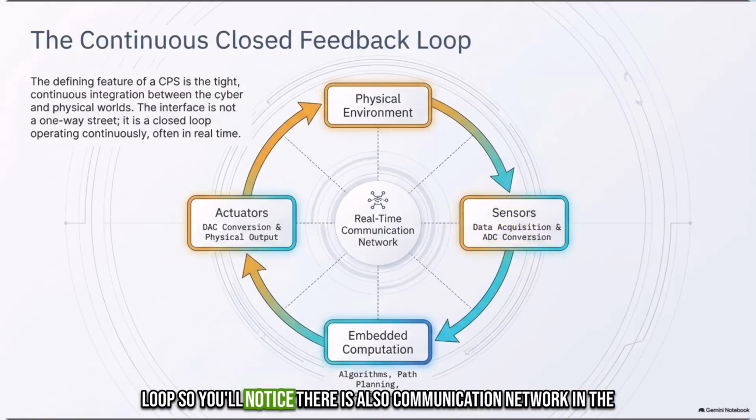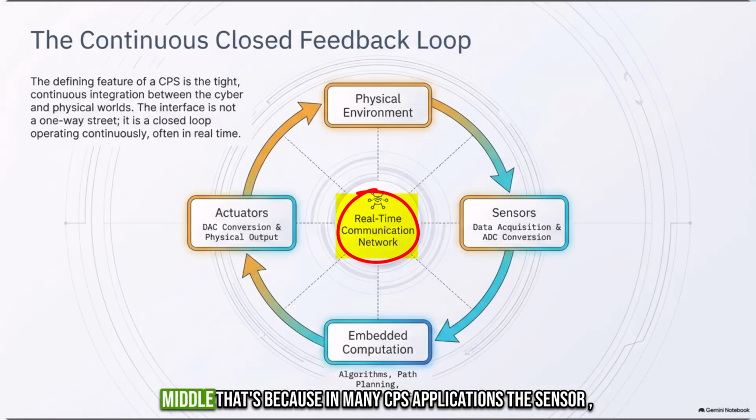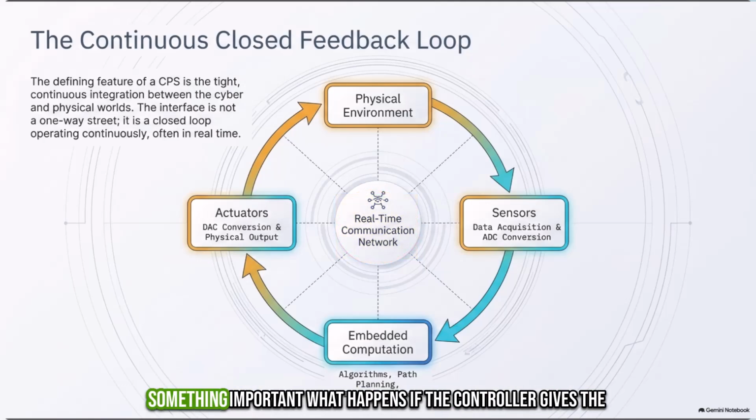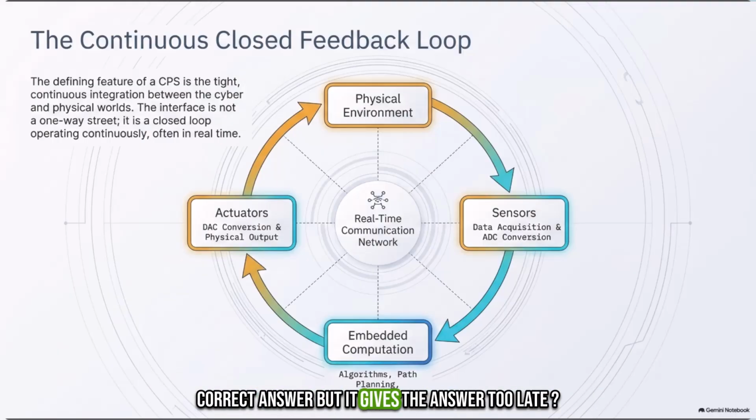So you'll notice there is also communication network in the middle. That's because in many CPS applications, the sensor, processor, and actuator are not all sitting on the same board. They may communicate over different networks. Now here's something important. What happens if the controller gives the correct answer, but it gives the answer too late?